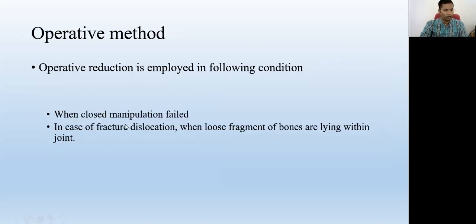And the operative method, the indications we already discussed. When closed manipulation fails, or in the case of fracture and dislocation, when loose fragments of bone are lying within the joint, then the operative method should be employed in those cases.